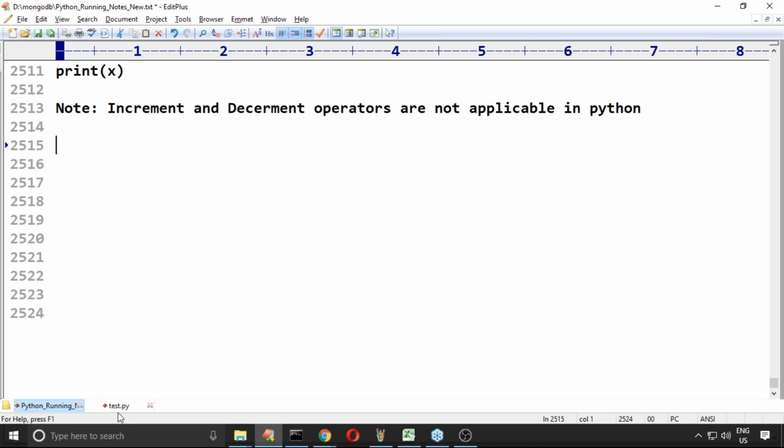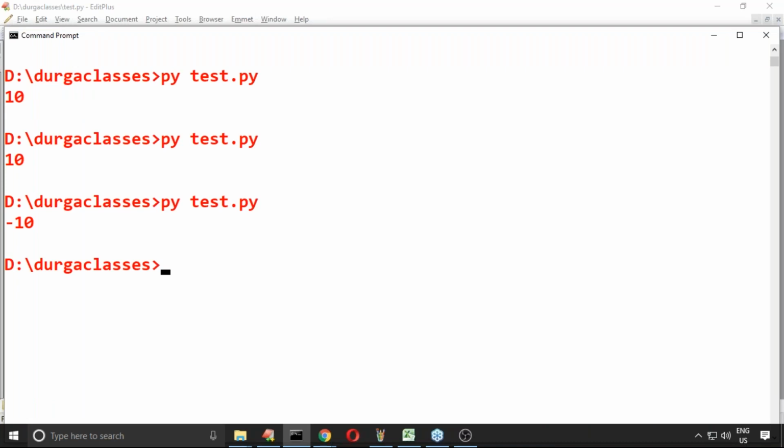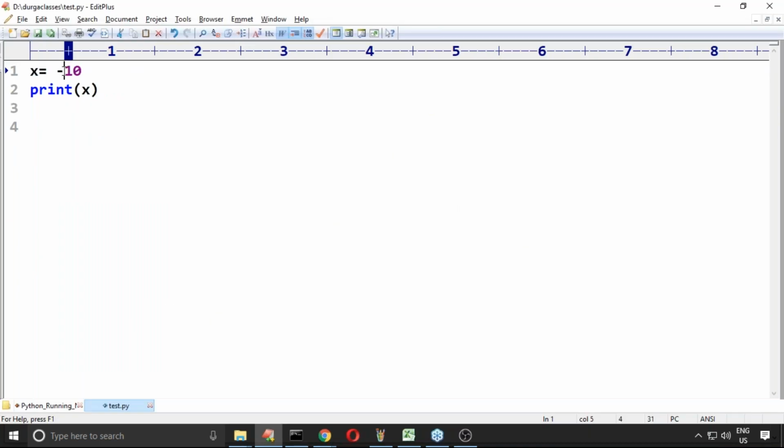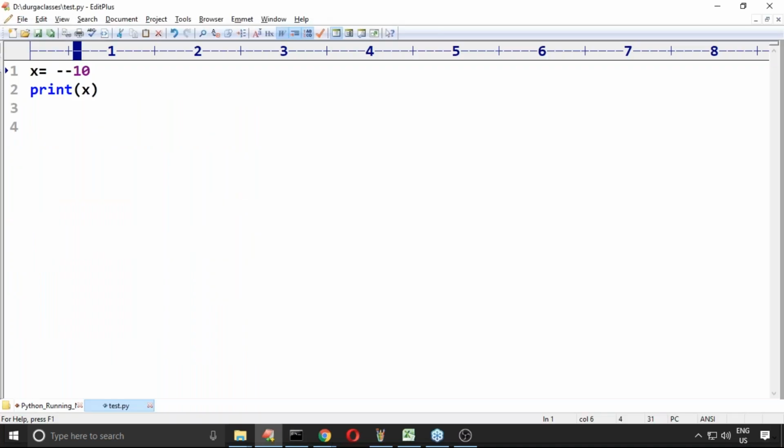So x is equal to minus 10. Minus 10 I'm taking. Sir, just observe that 10 I'm trying to take. x is equal to minus 10. Valid or not? Valid. If I can take minus 10, minus of minus, automatically what will happen? Minus of minus means plus.